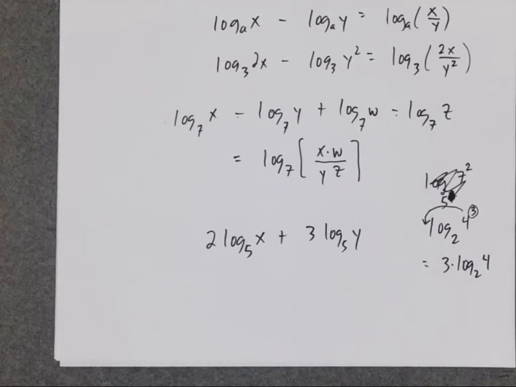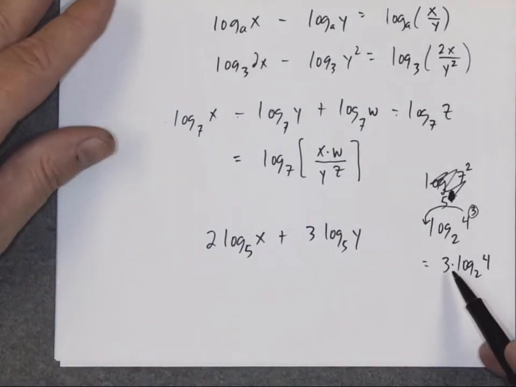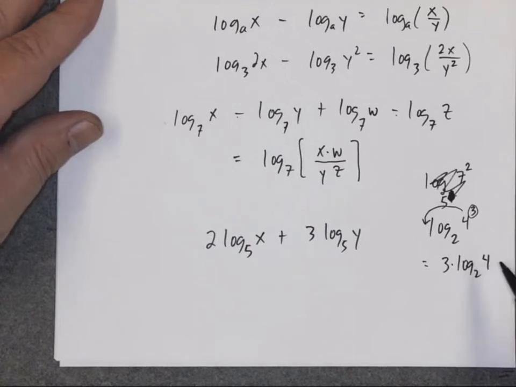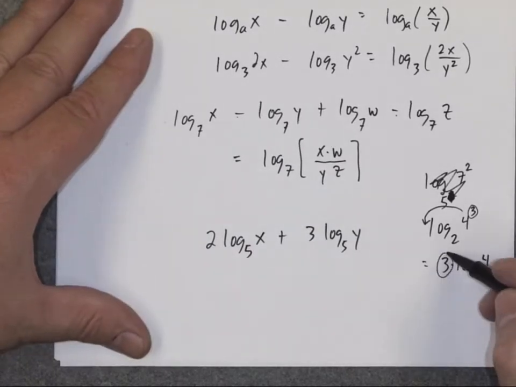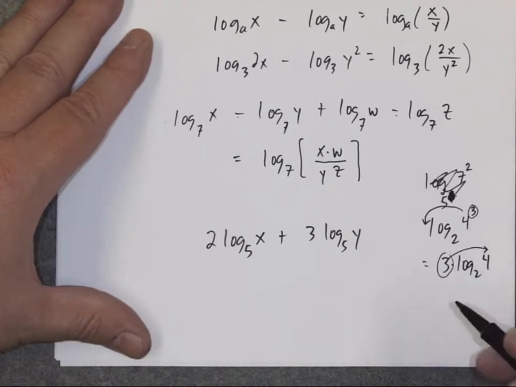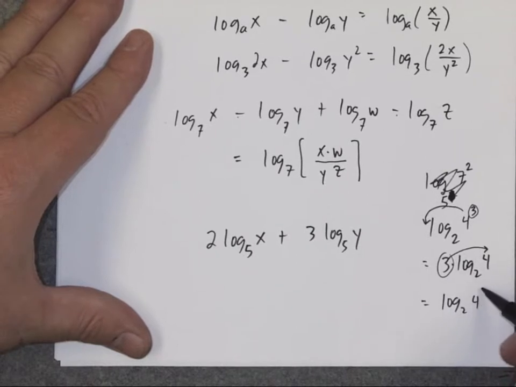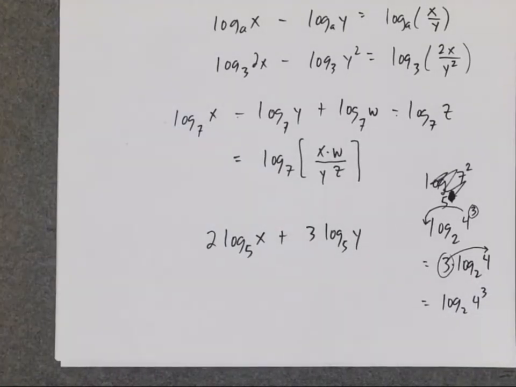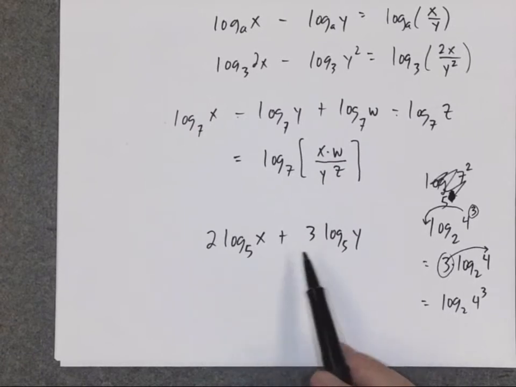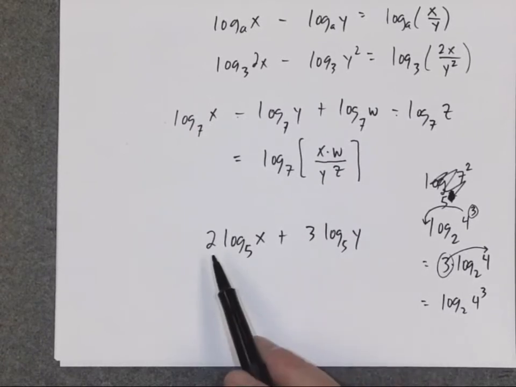Okay, well how about I reverse it? How about I start with 3 times log base 2 of 4 and I say I don't want that 3 out front. I can move it inside the log and it becomes an exponent. And that's what I'm going to do to each of these log terms.